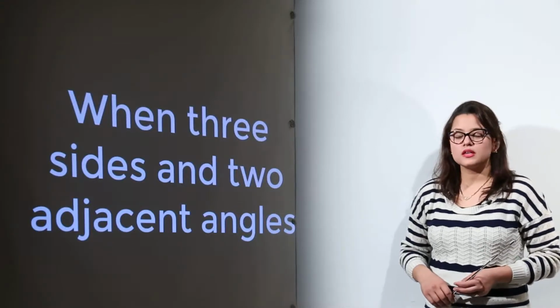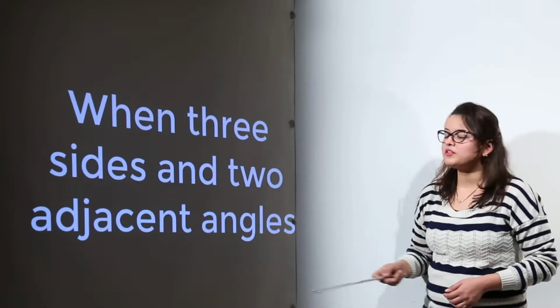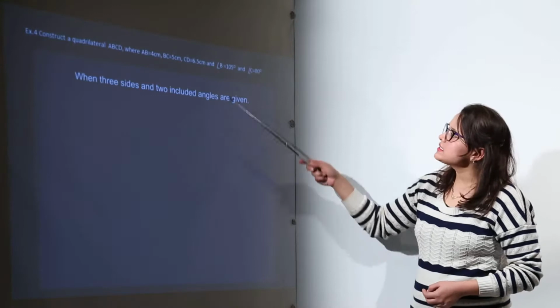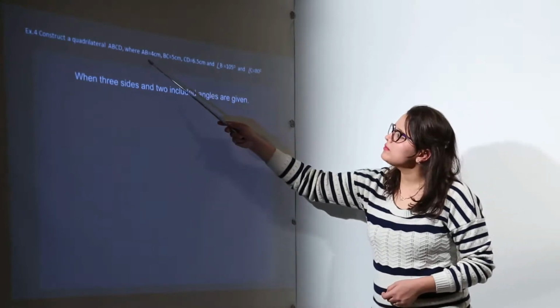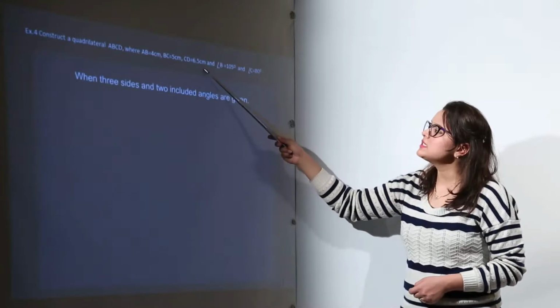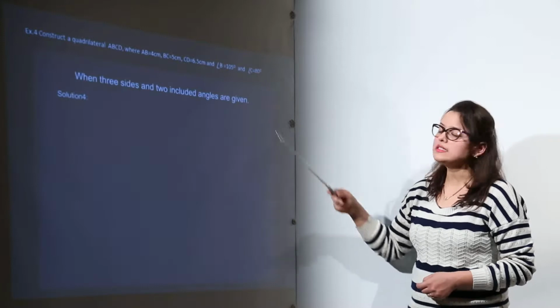The third case is when 3 sides and 2 adjacent angles of a quadrilateral are given to us. Let us take this example in which ABCD is the quadrilateral given, AB is 4, BC is 5, CD is 6.5 and angle B is 105 and angle C is 80.